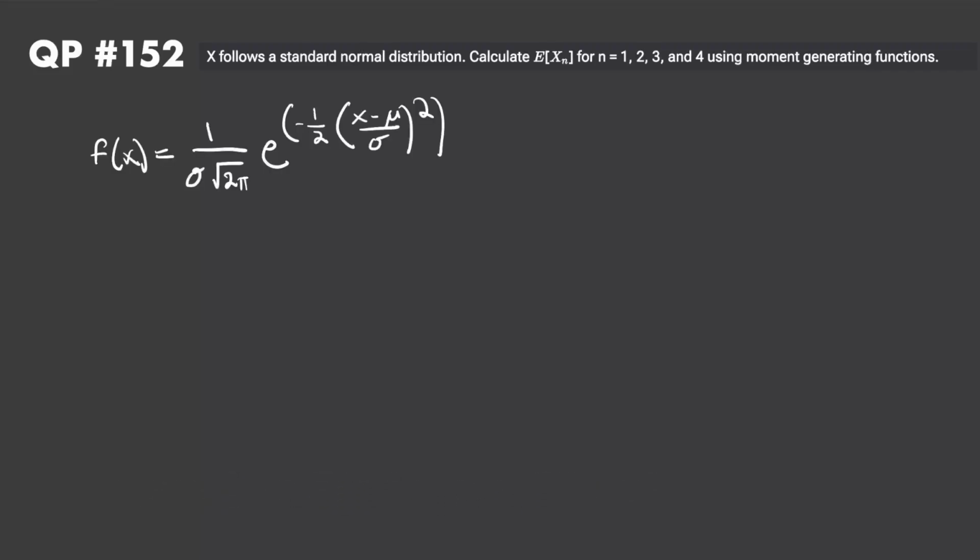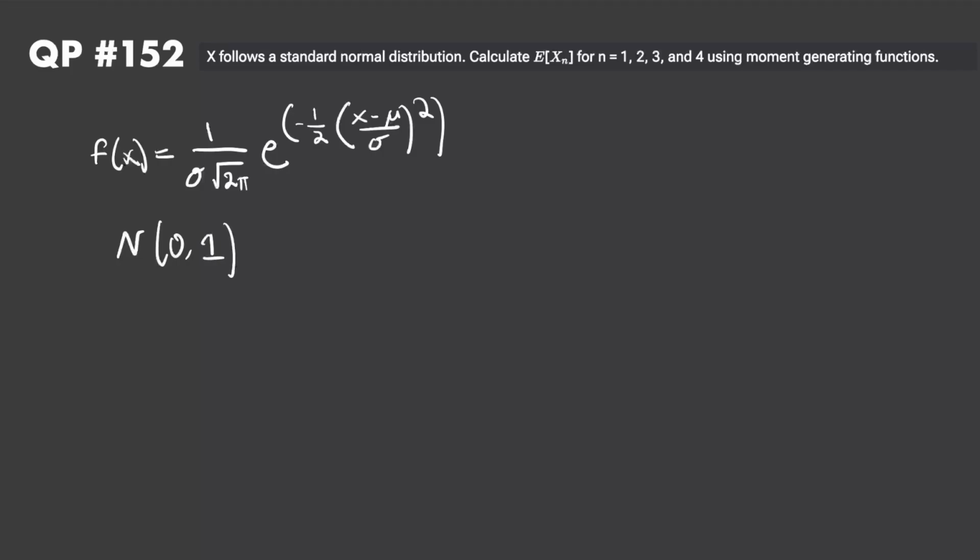So the first thing that we should know to solve this question is what the PDF of the normal distribution is. In general, this is the PDF of the normal right here, where sigma represents the standard deviation of the normal distribution, and this is the mean. Now we're talking about the standard normal distribution, which just means it's a normal distribution with mean 0 and standard deviation 1. So in that case, the PDF will look like this.